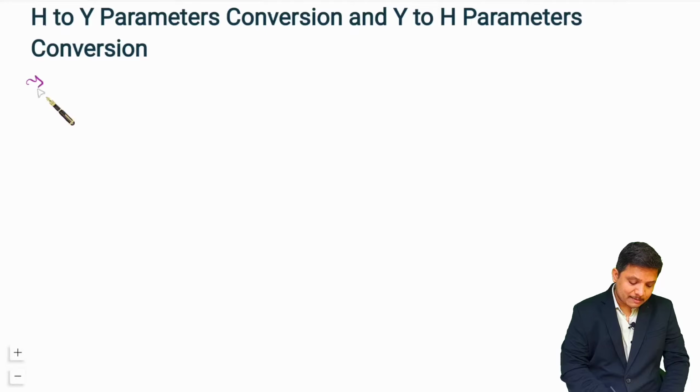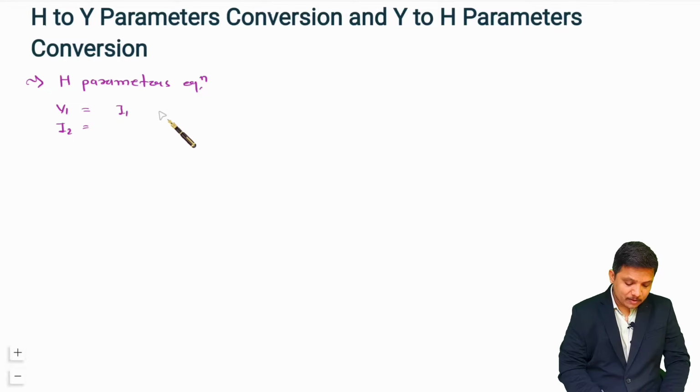So first I'll explain how to do H parameter to Y parameter conversion. I'm writing H parameter equations here. Now see, to remember H parameter equations, you should know that V1 I2 are based on I1 V2, right? So that is how I'm writing this first. Then H11 I1 plus H12 V2 is V1 and H21 I1 plus H22 V2 is I2. So that is how we can remember H parameter equations.